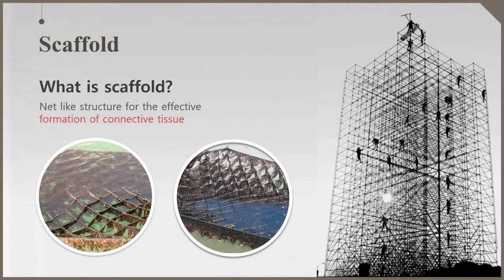You can just imagine a net in the sea where the seaweed and larva can attach on. You can also imagine a framework for a building. Then you can add cement concrete to make a building. So the scaffold thread should have enough surface where the thread and tissue can meet. The ideal gap between the thread should be around 100 micrometers to 500 micrometers.